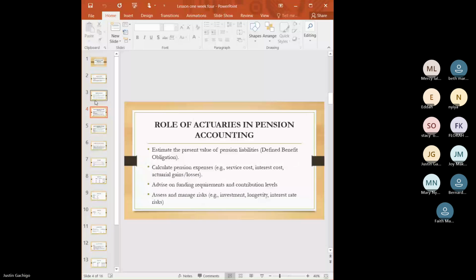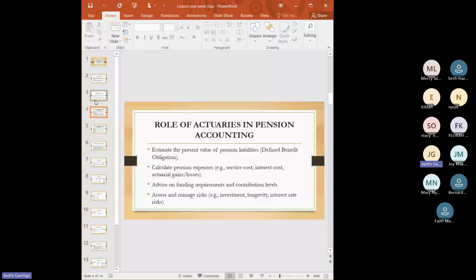So now we have actuaries in pension accounting. Actuaries are people who have specialized in underwriting business. Underwriting is basically assessing how much one person should pay. So now these actuaries, their work is, for example, to estimate the present value of the pension liability. So they look at how much the liability or the obligation that will be paid to person X is worth today. So if, for example, the contribution plan is for 10 years, how much is 10 years worth today? That is what we call the present value.